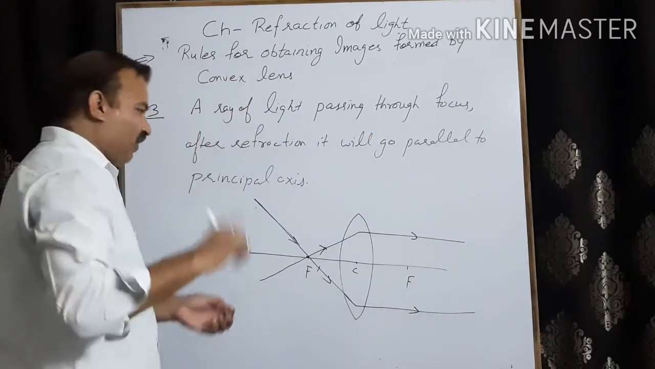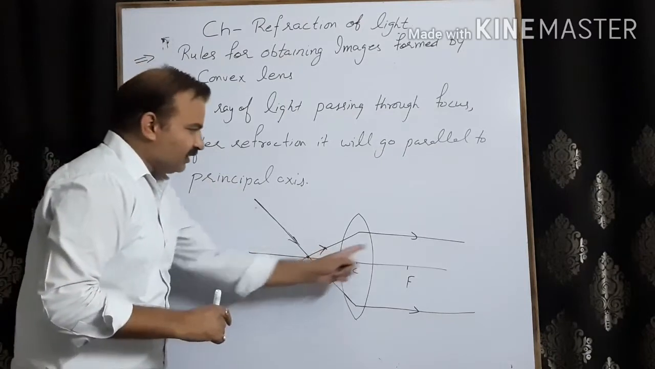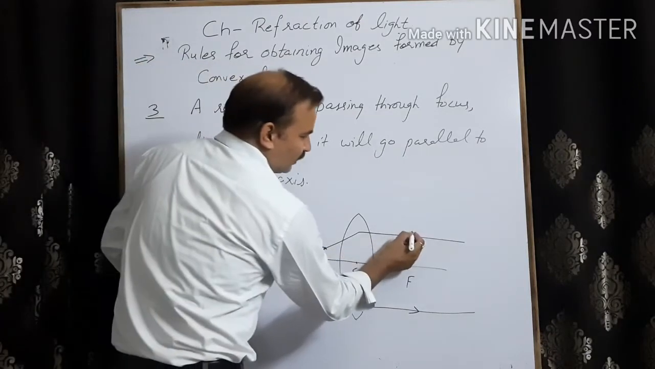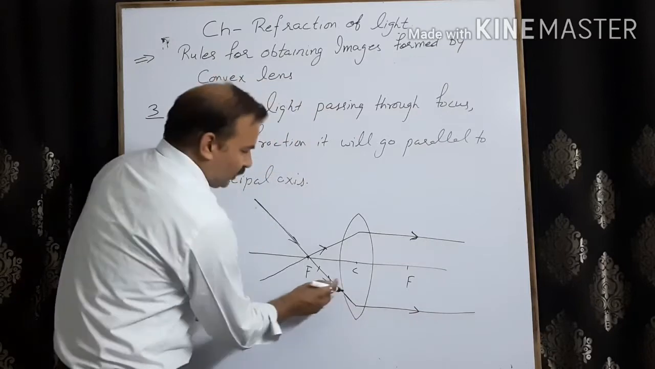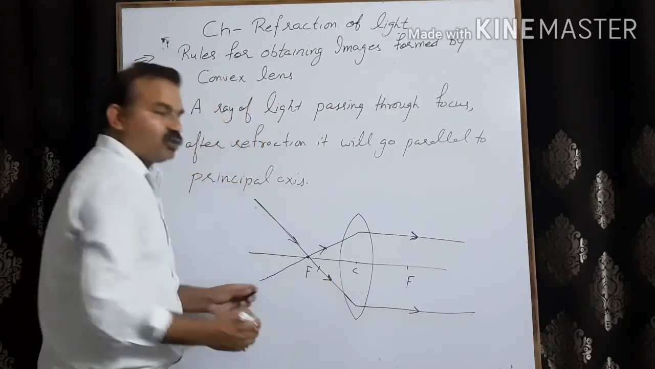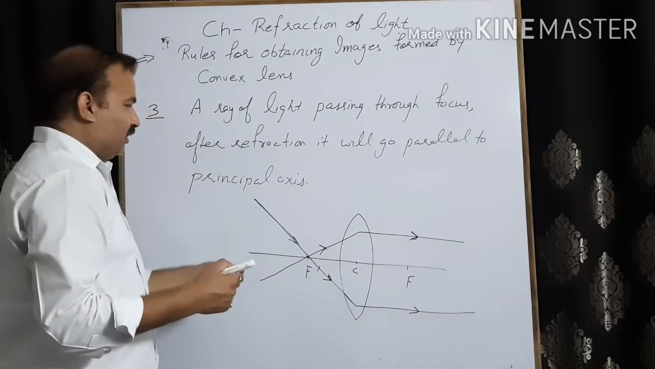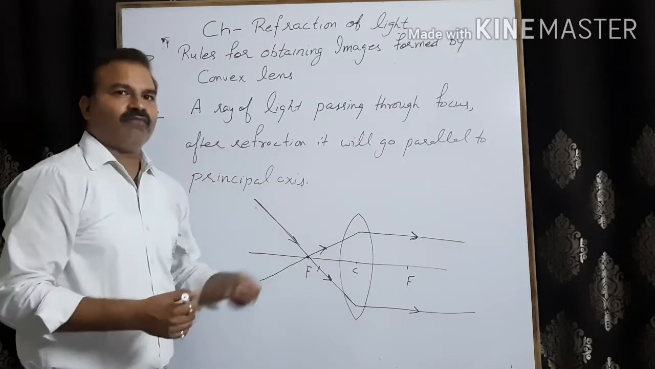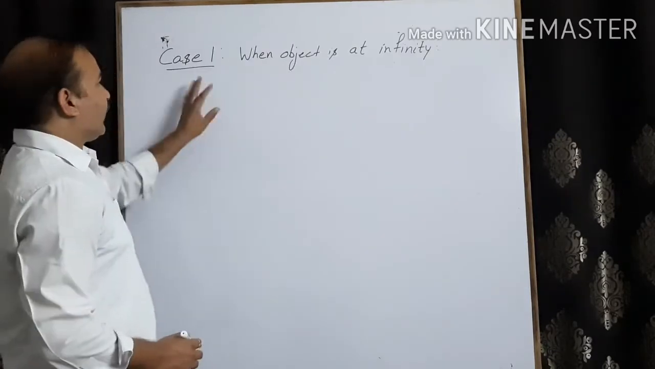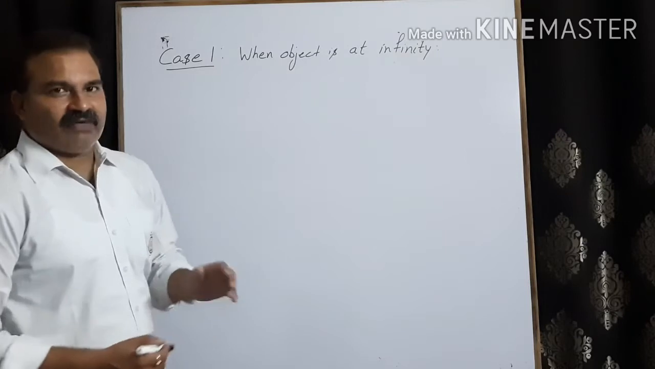Please remember, whenever we draw the ray diagram, the direction of the ray, that is the arrow on that particular ray, should be marked, so that we will come to know from which side the rays of light are coming. Case 1, when the object is at infinity.